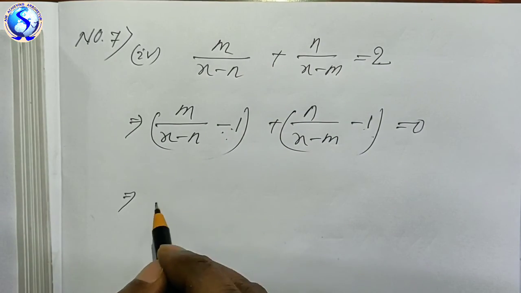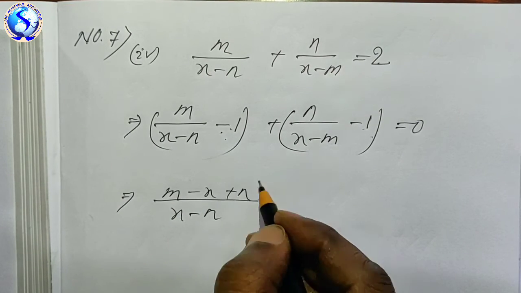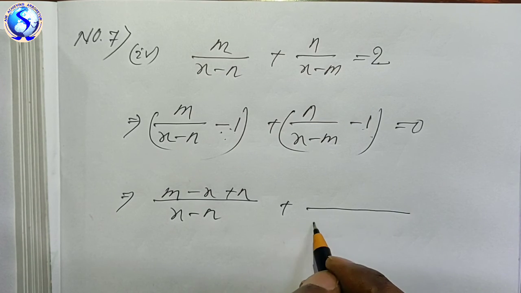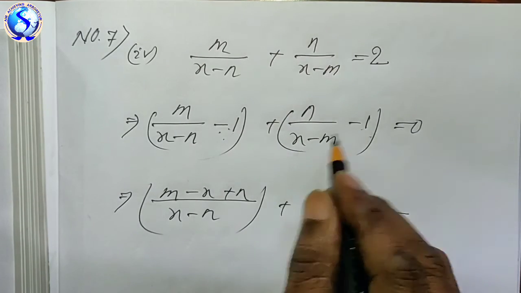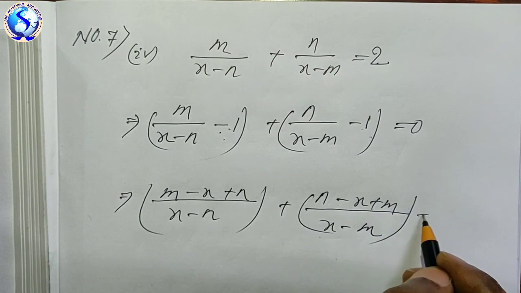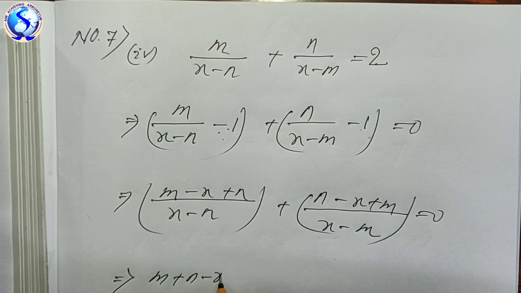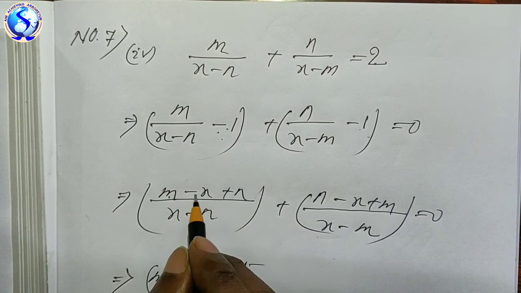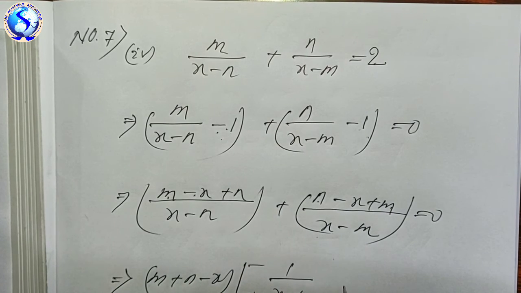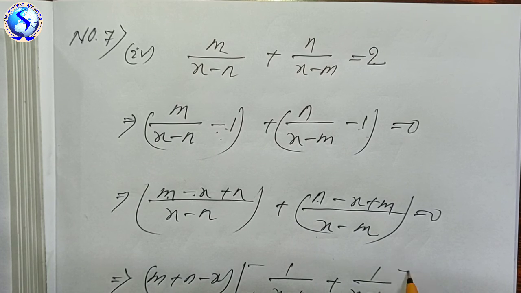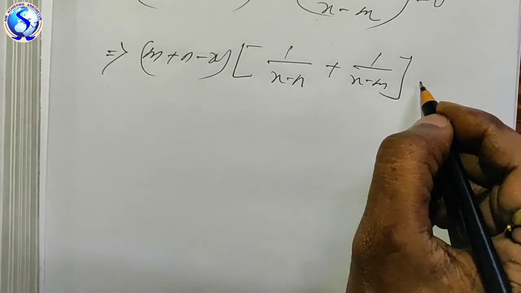Now take the LCM. This will be how much? x minus n, m minus x plus n. This is the first bracket, plus sign. The second bracket also has LCM x minus m, and this will be n minus x plus m. Second bracket. Now see, in the numerator I can take m plus n minus x common. See, m plus n minus x I have taken common here also. m plus n minus x taken common, 1 by x minus n plus 1 by x minus m. Bracket close, equal to 0.